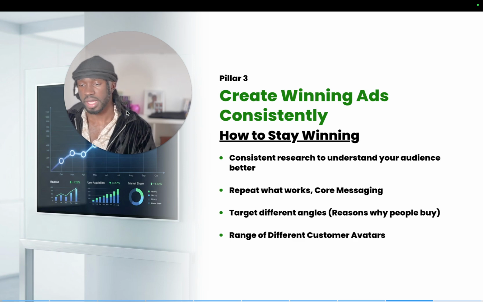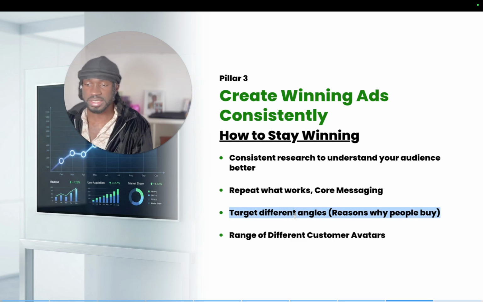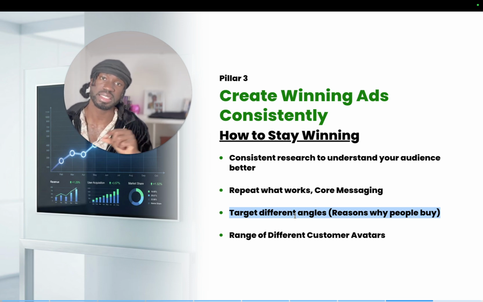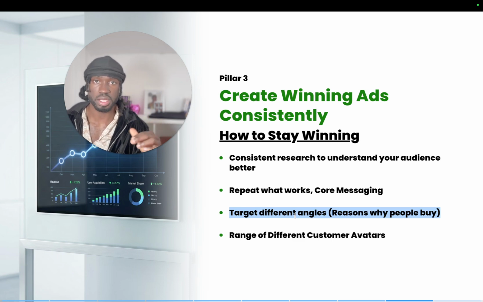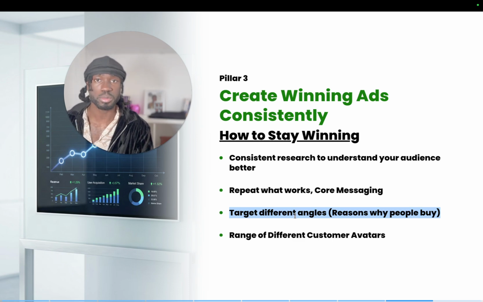Okay. And then targeting different angles. With different angles, what I mean when I say angles is the different reasons why people buy. And again, you want to make sure you're thinking of first level thinking and second level thinking. Why are people really buying? Yes, they want to make more money, but why do they want to make more money? Making money is very surface level. There are many reasons why people want to make more money.